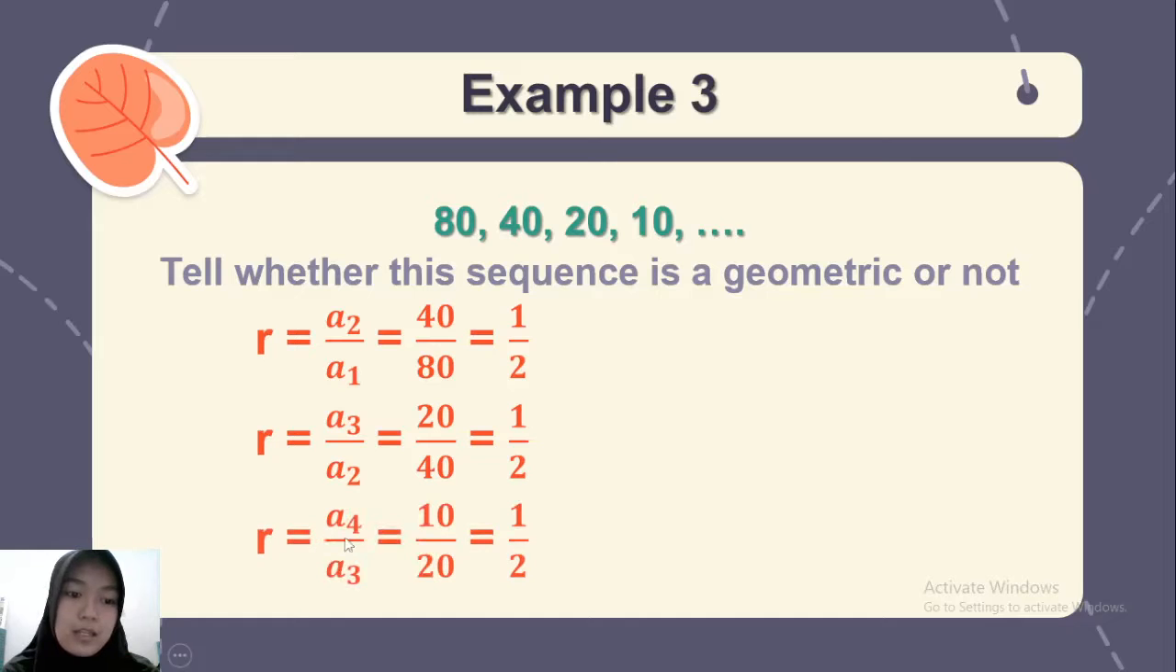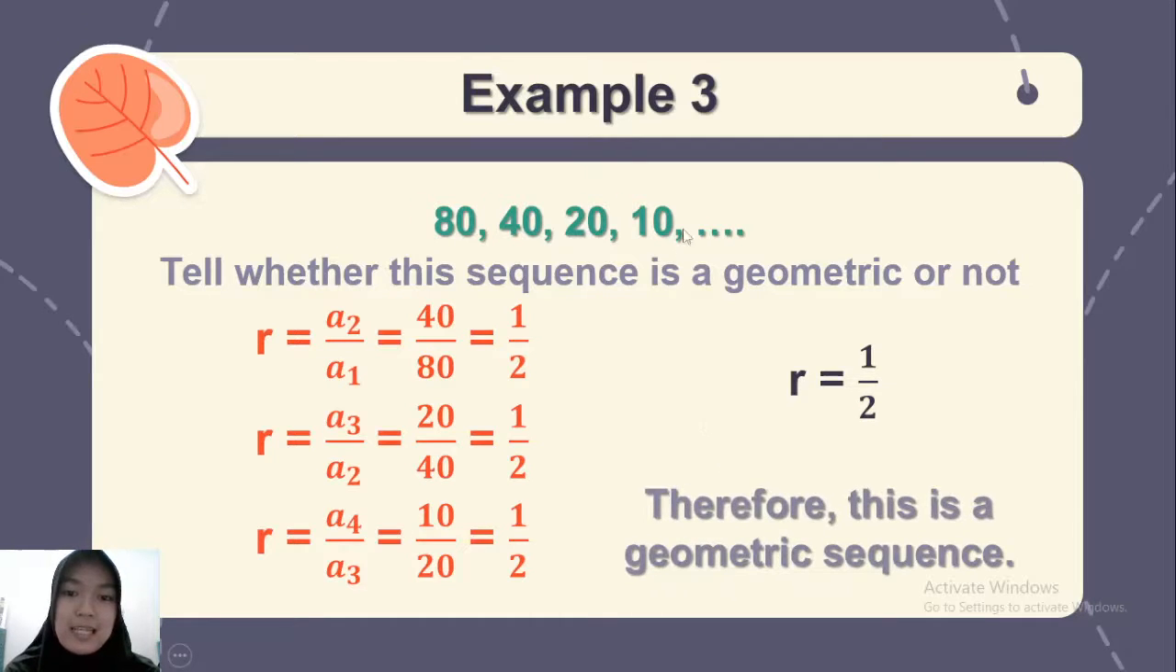And r is equal to a sub 4 divided by a sub 3. Our a sub 4 is 10, and our a sub 3 is 20. So, 10 divided by 20 is also equal to 1/2. And since the ratios are equal or common, which is 1/2, then this sequence is a geometric sequence.